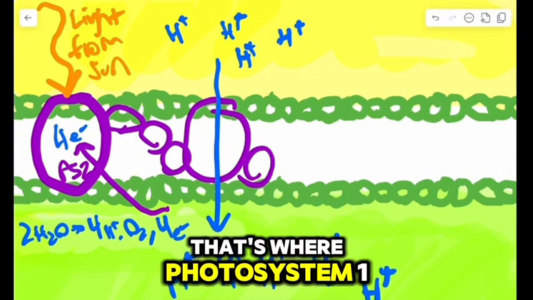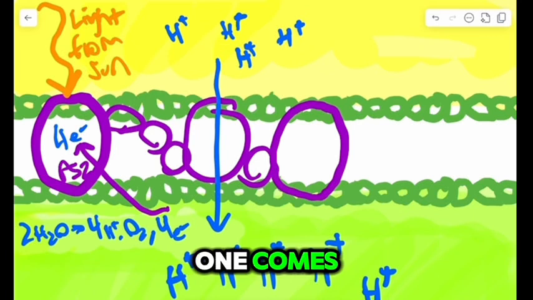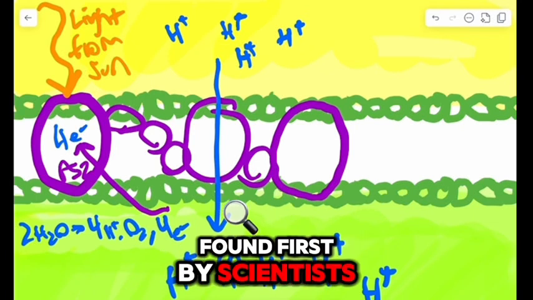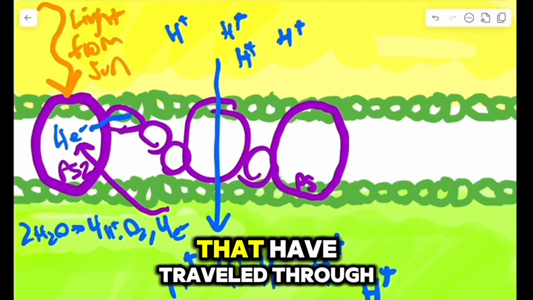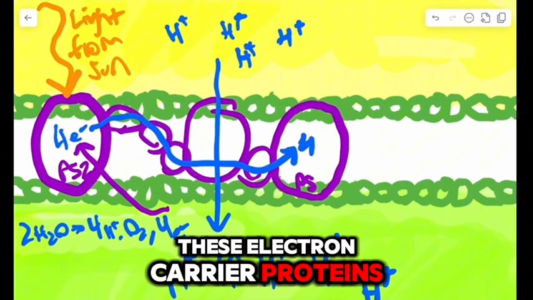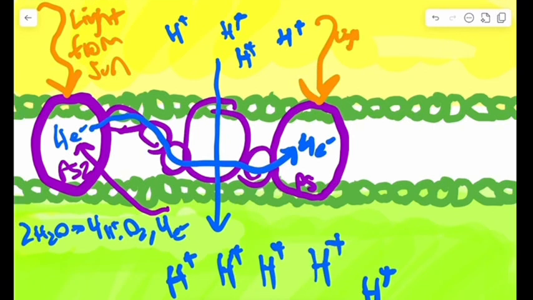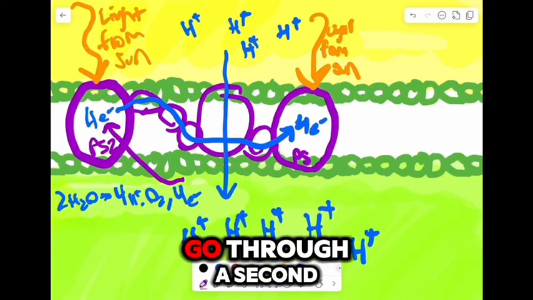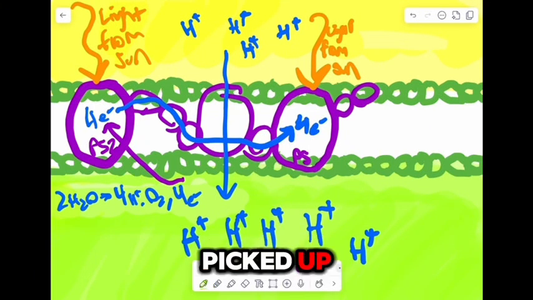That's where photosystem 1 comes in. Now I know it may be confusing as to why 2 comes first and then 1 comes, but that's simply because photosystem 1 was found first by scientists. So in photosystem 1, these 4 electrons that have traveled through these electron carrier proteins get re-energized, once again by light from the sun. So these electrons then go through a second very short electron transport chain till they are picked up by NADP+.